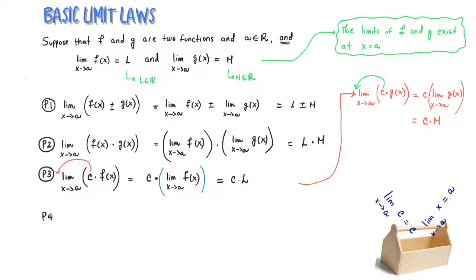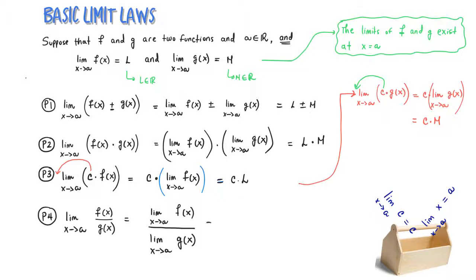So property number 4 will tell us what to do when we take the limit as x approaches a of f of x over g of x. The property says that because we now have a numerator and a denominator, the limit can apply separately to the numerator and it can apply separately to the denominator. So we take the limit as x approaches a of f of x, all that divided by the limit as x approaches a of g of x.